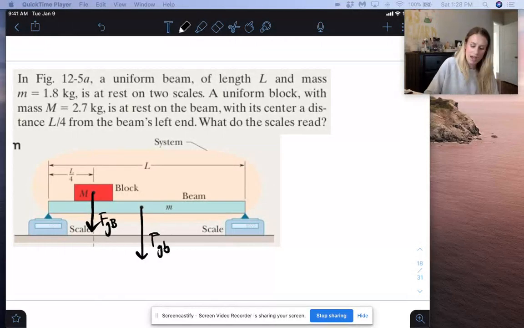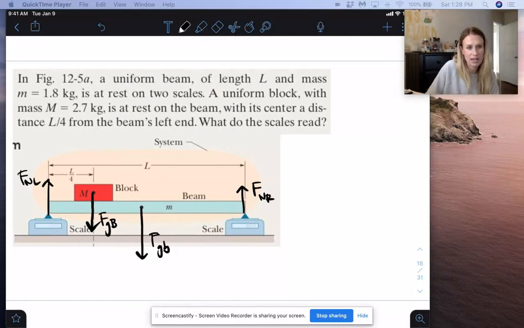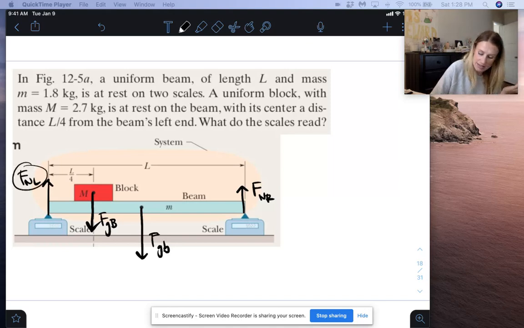All right. So we also have the normal forces that we're actually trying to solve for. This is the normal force on the right side, and this is the normal force on the left side. We can also just call those F left and F right, but it doesn't matter. So we want to find those scale readings, this normal force and this normal force. Those are our two answers.